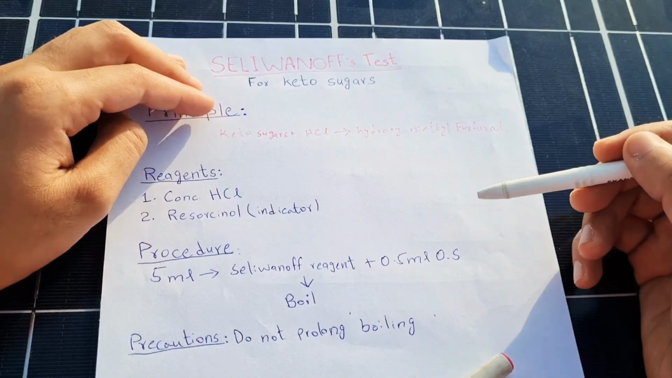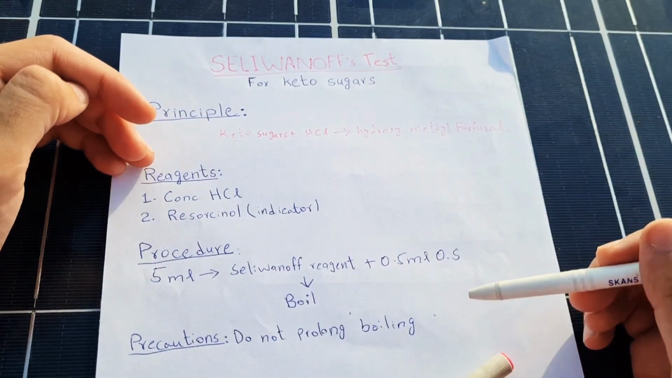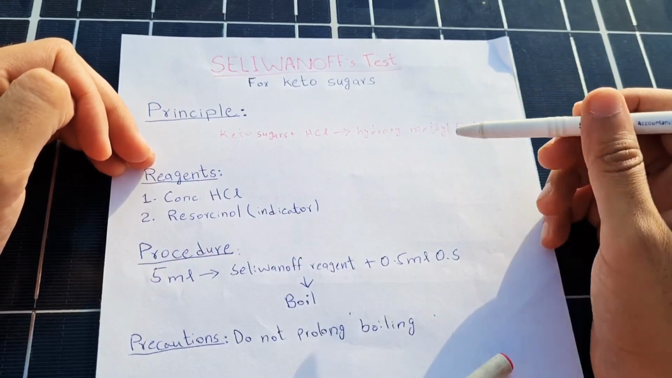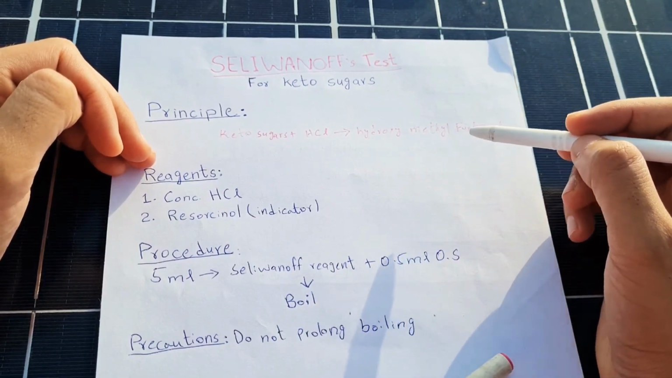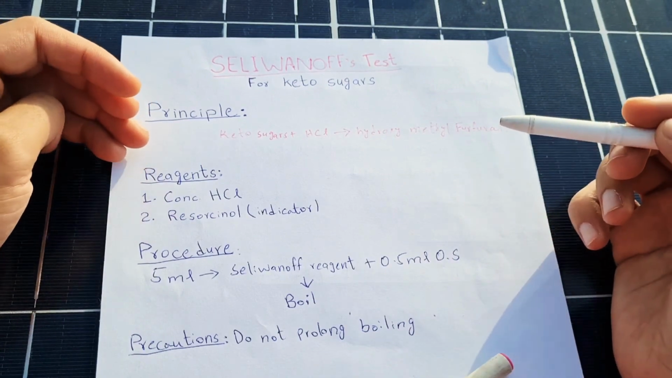So we will not be able to differentiate between keto sugars and aldo sugars, so we should not prolong the boiling. So what will be the conclusion? When this volatile compound known as hydroxymethyl furfural reacts with resorcinol, it produces a red cherry color.